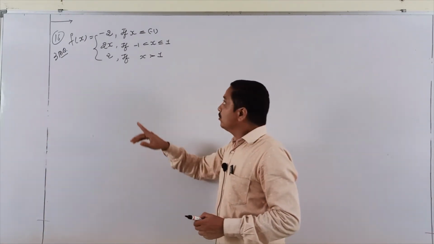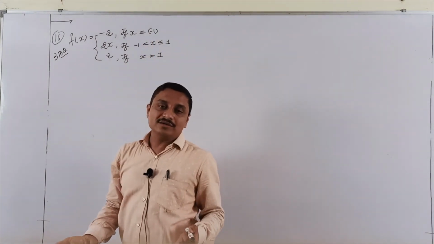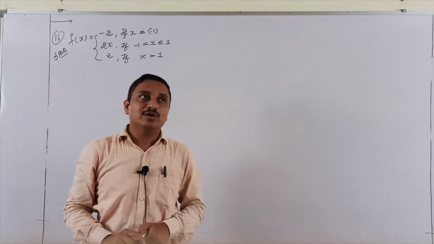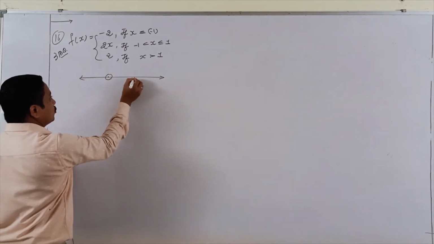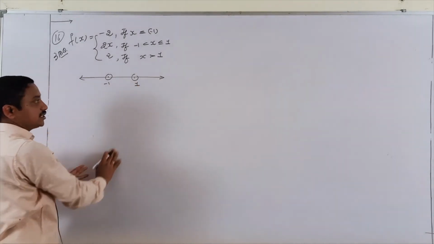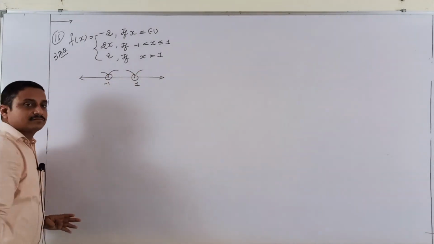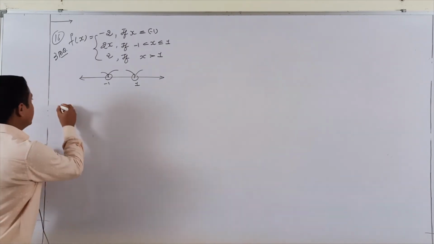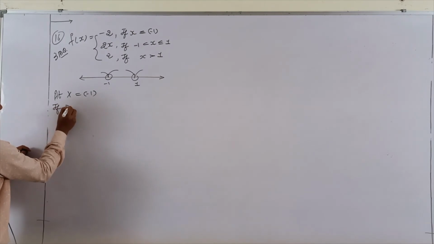Here also you check which is the repeated number. Here only 2 are given, so one is -1 and one is 1. So you just think about these 2 values in your mind: -1 and 1. Left and right, here also left and right. Easily we start. First, x is equal to -1.